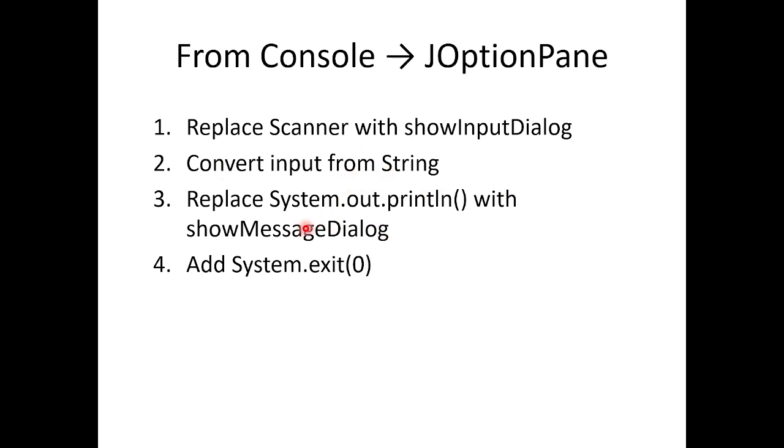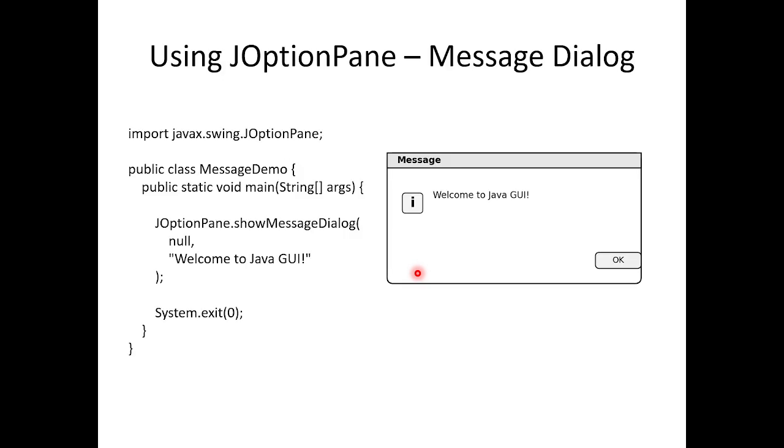And in the console program, the syntax of System.out.println or print line needs to be replaced with showMessageDialog. This is a similar logic but a different syntax. And in the JOptionPane, you need to take note that at the end of the program, you need to add System.exit(0).